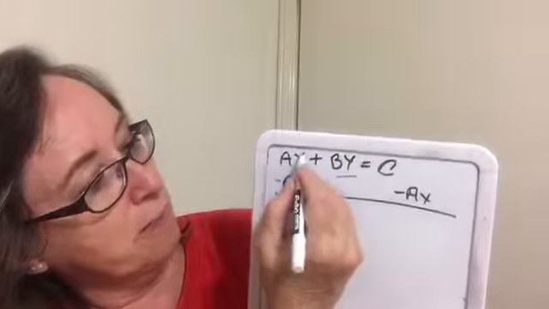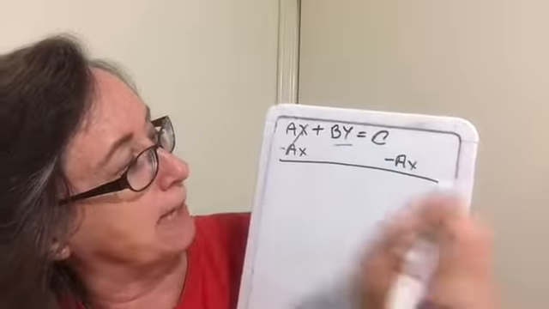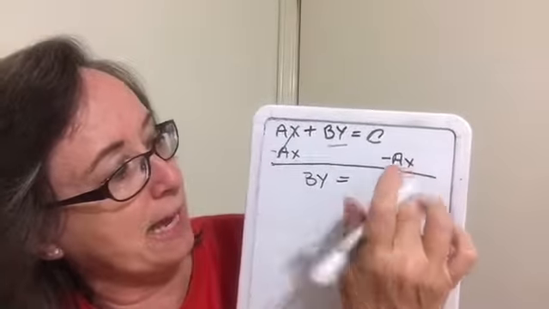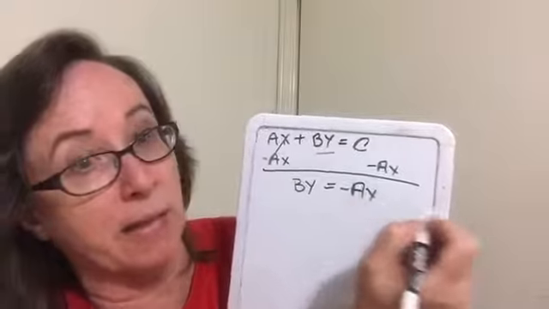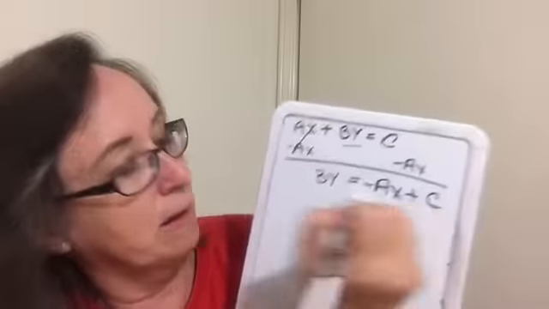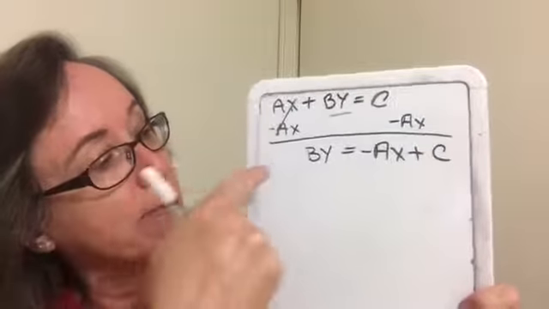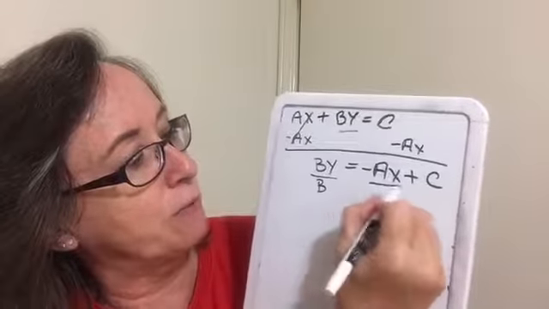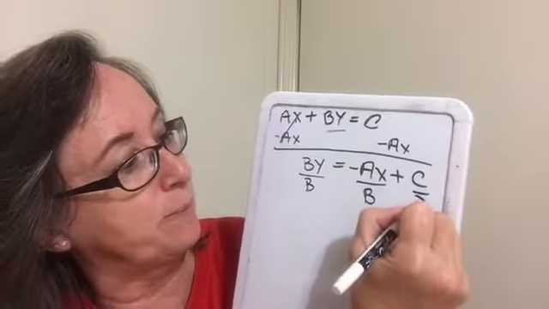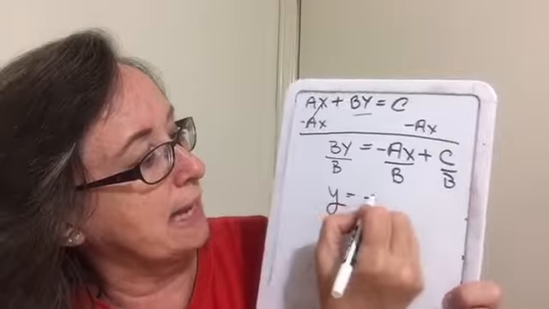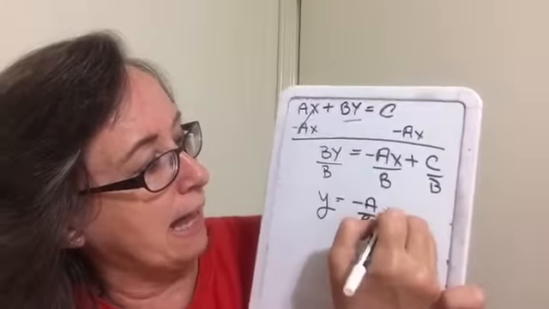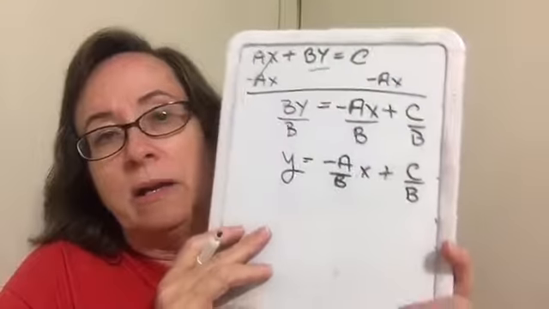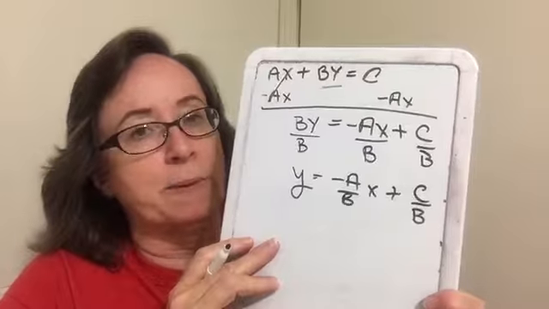So now my ax and my negative ax will cancel, and I will get by is equal to, I'm going to move my ax in the front, so negative ax plus c. Almost there. So now we have to divide everything by b because we just want a y over here. So we divide by b, and of course we have to do it to the other side too. So y is negative a over b x plus c over b. And now we have achieved the slope-intercept form of the line.